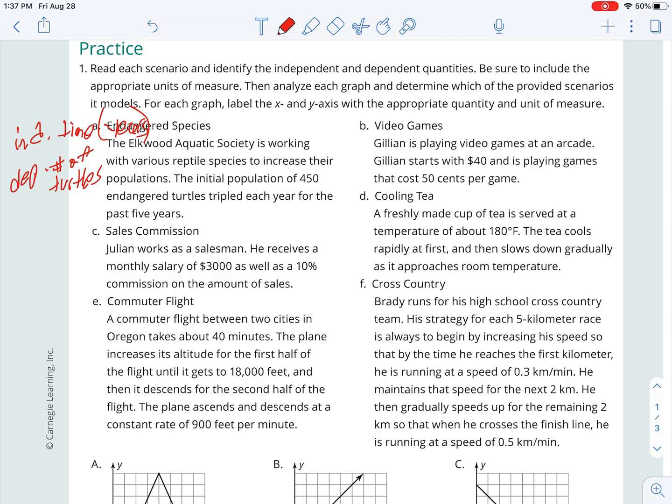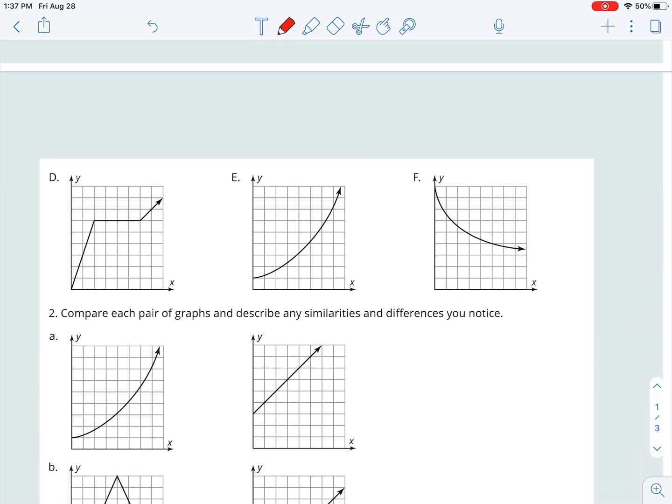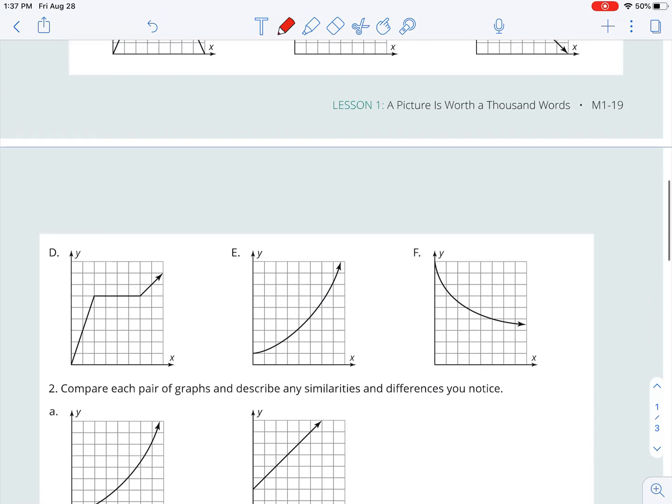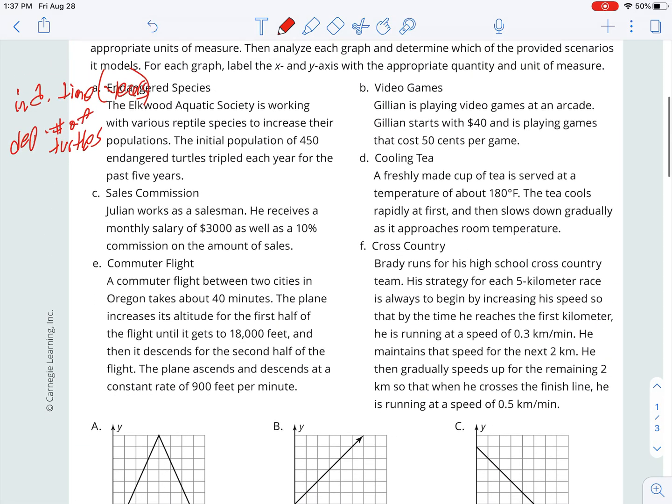Okay. So from there, it says the initial population of 450 endangered turtles tripled each year for 5 years. Now, when you start tripling each year, just like we did the doubling problem back in our notes, which was the interest one, it should look like what we call exponential growth. It should kind of curve up very quickly. So this is going to be associated with graph letter E.